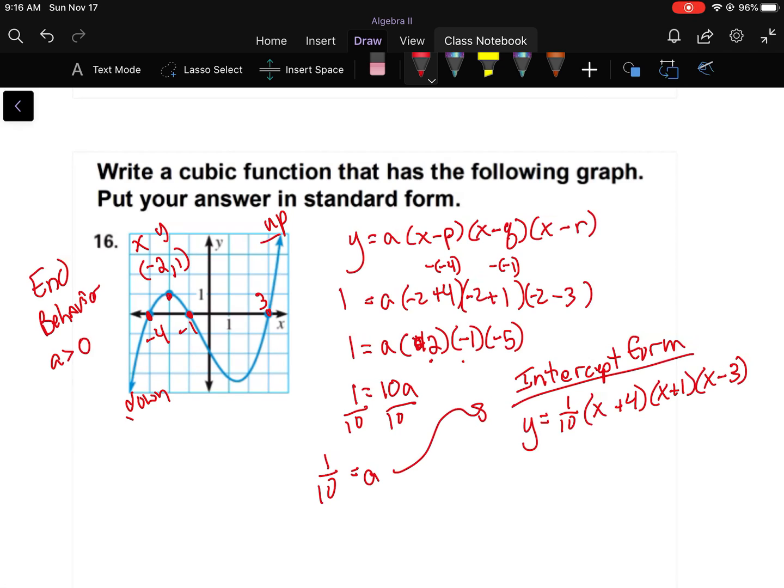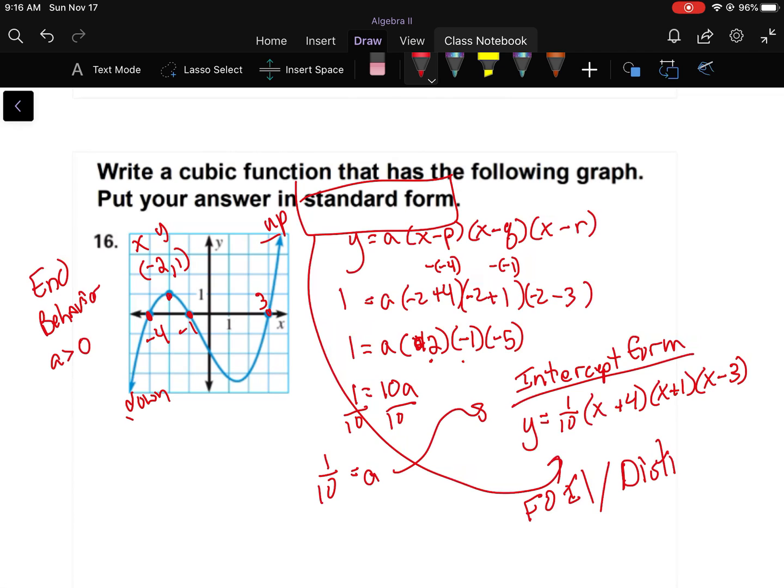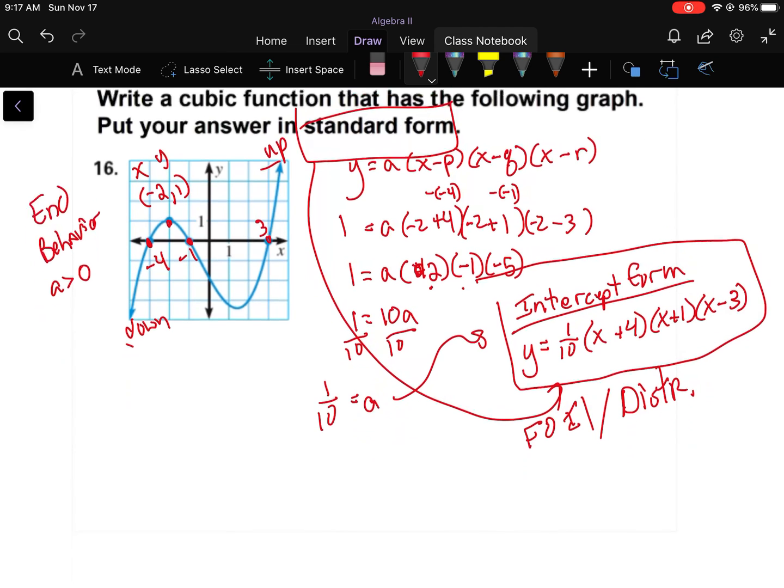And there we go. If I wanted to put that into standard form, I'm just going to go through and FOIL and distribute all of that stuff. Now, because of the 1/10, I'm not going to make you do it on this particular one, but just know that that's the idea, how to go from intercept form to standard form.